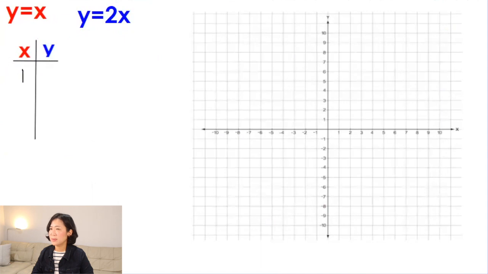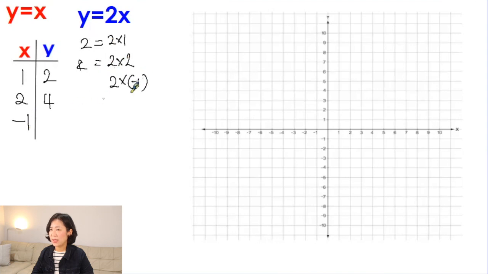Again, let's always have a table to find our points. When your x is 1, let's put 1 inside the equation. 2 times 1 equals 2. Then when your x is 2, 2 times 2 is 4. Did you notice the equation? Your y is always 2 times bigger than your x, right?